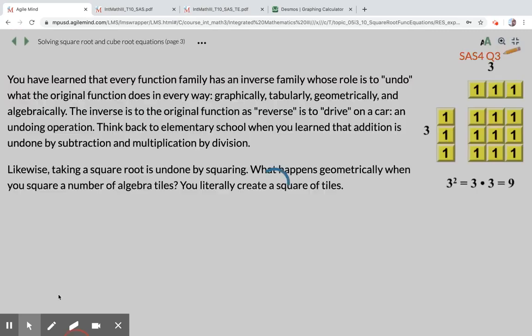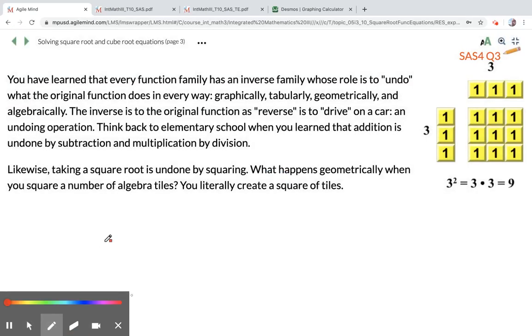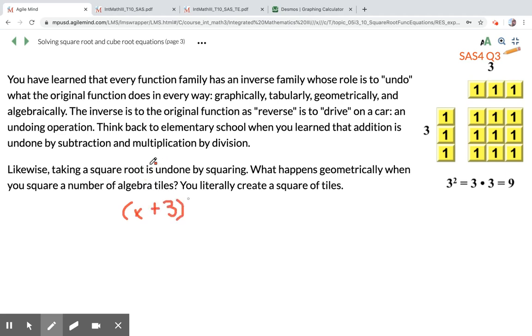So this takes us to question number 3. Your question number 3 looks a little something like this. It says to solve the equation: you have (x + 3) squared, and it equals 25. I would like you to take just a few moments to go ahead and solve for x. You know how to do this. Hit pause to work this out. Hit play when you're ready to check your work.